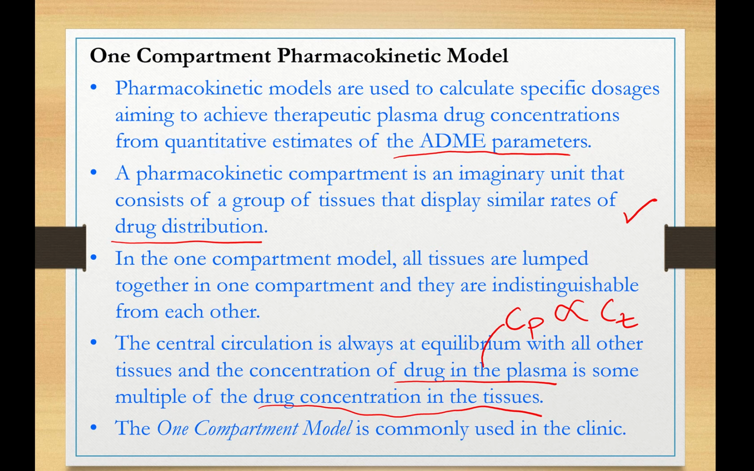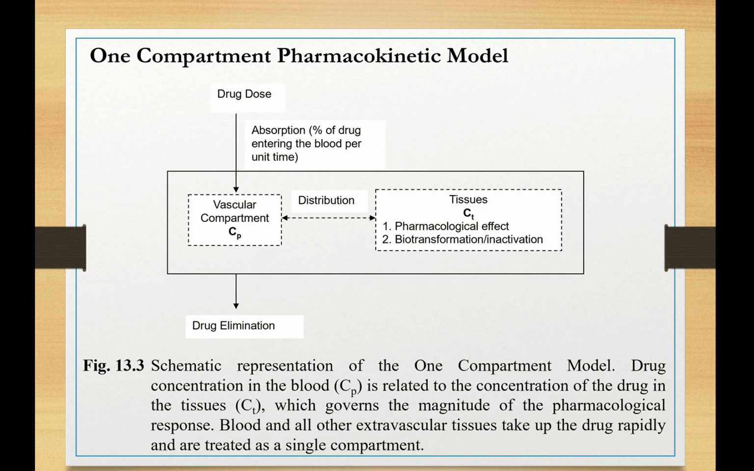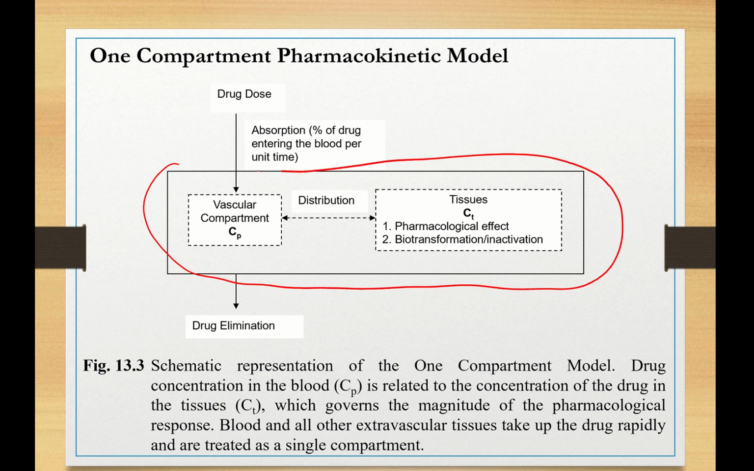Now, it's important for us to know that the one-compartment model is commonly used in the clinic to adjust dosages, okay? So this is a schematic that describes the one-compartment model. As you can see here, the central circulation with the plasma drug concentration written as Cp is always at equilibrium with the tissues, and the drug concentration is written as Ct. Now, this distribution is considered to be instantaneous. No delay. In a split of a second. This is the condition for the one-compartment model.